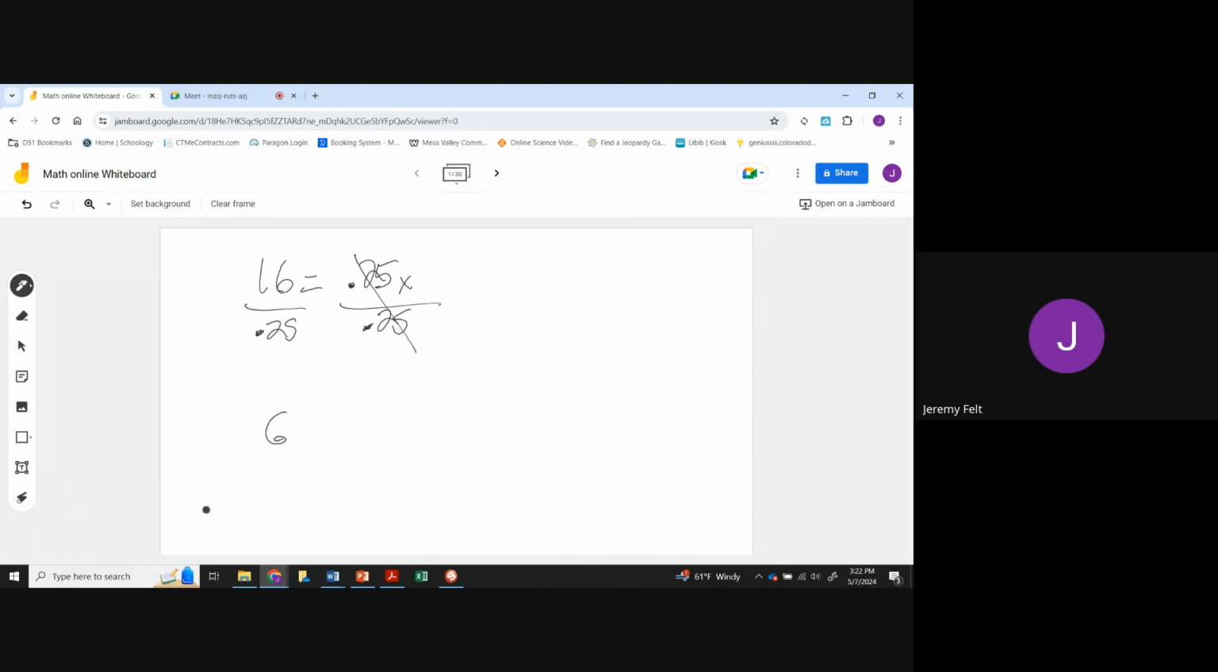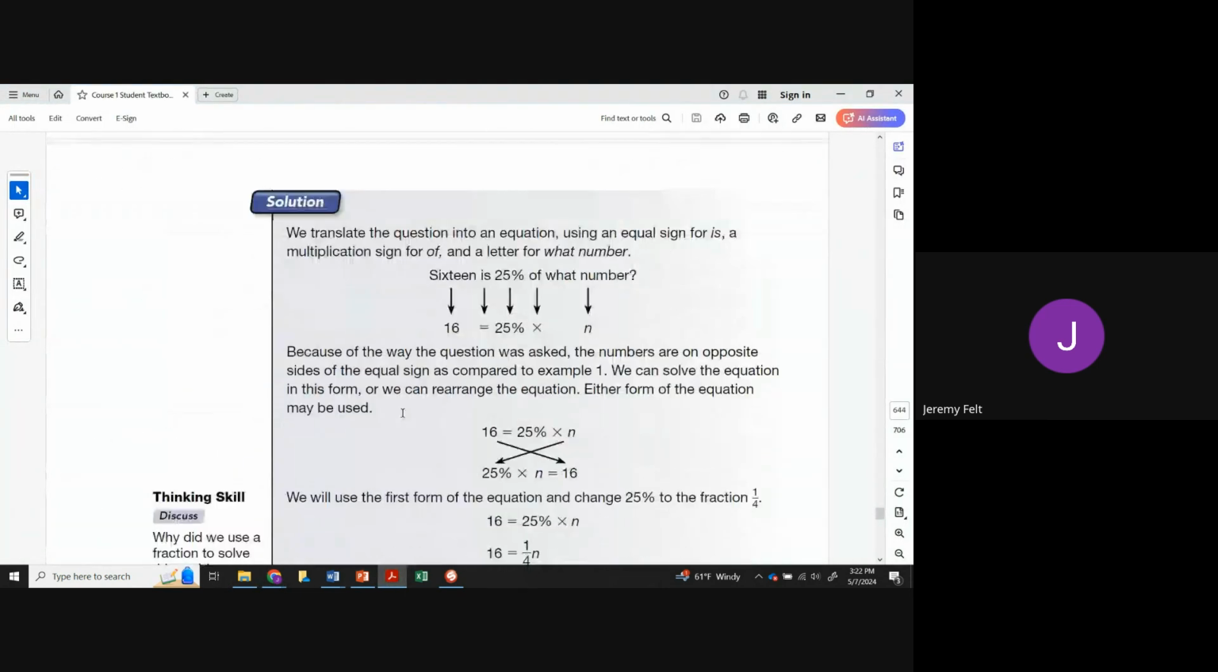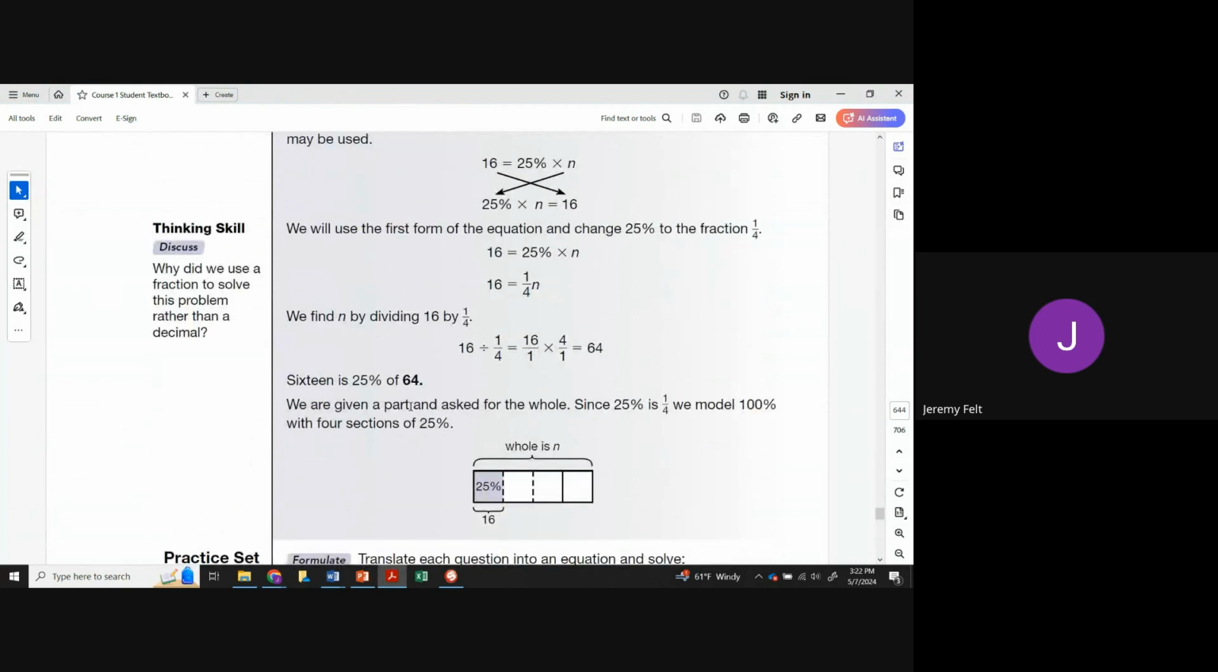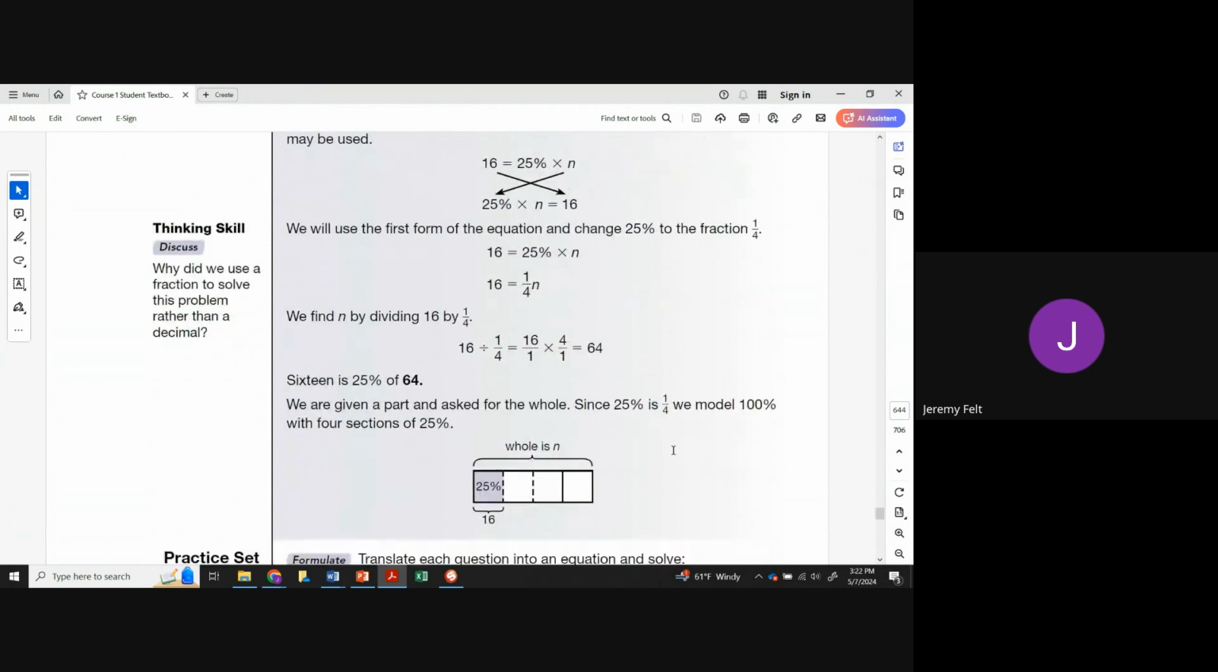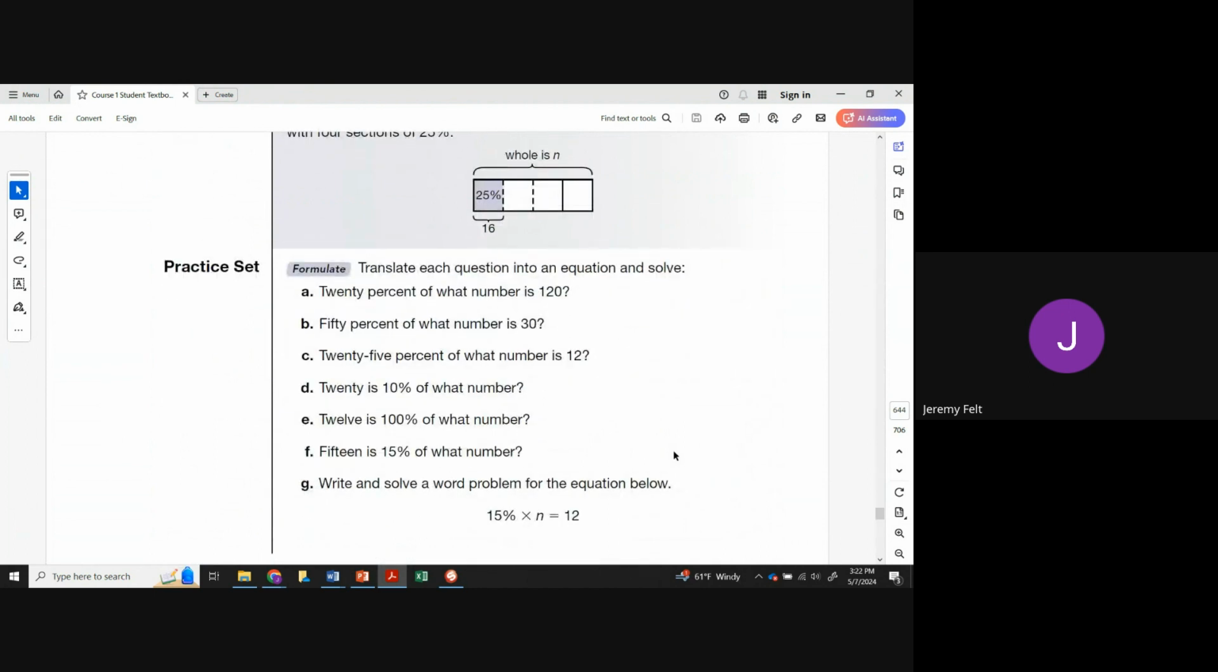And that gives us x equals 64. We could have drawn it out like they do here. So 25 is 1/4, a fraction, so we could do 1/4. If 1/4 is 16, then we're going to do 16 times 4, which gives us 64. Because dividing by 0.25 is the same as dividing by 1/4, which is the same as multiplying by 4. So either way we want to go about solving it, we can do it either way.